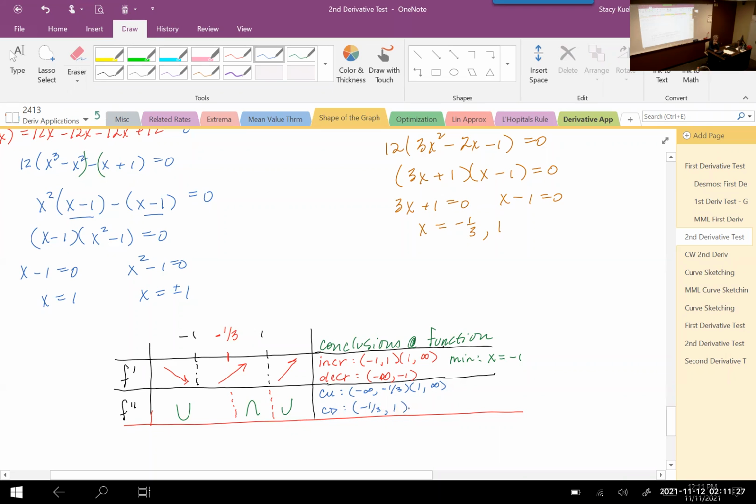And we have inflection points, right? Occurring when x is equal to -1/3 as well as 1. Okay?